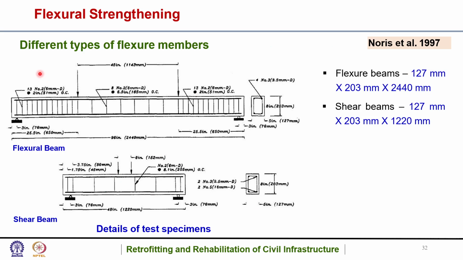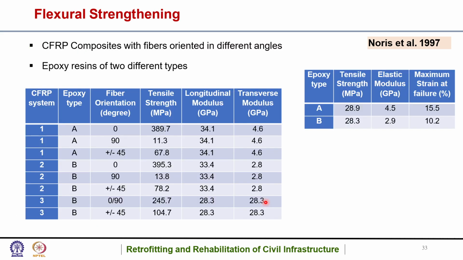So one more literature basically, it showed the different types of flexure members as can be seen here. So this was a flexural beam, this was a shear beam. Okay, and basically these were the details of the test specimens. The CFRP composites with fibers oriented at different angles have been provided, and epoxy resins of two different types have been used in that literature.